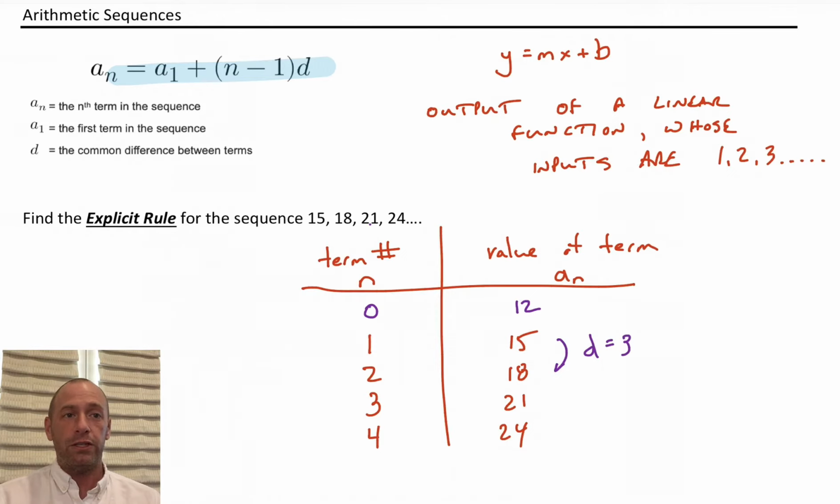Having these 2 pieces of information is enough to now write the explicit rule. Your output, a sub n, is equal to 3 times your input, which is n, plus 12. And that's it. That is the explicit rule for the sequence 15, 18, 21, and 24. Next example.